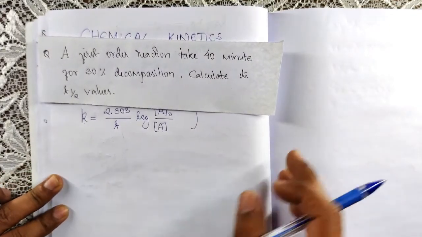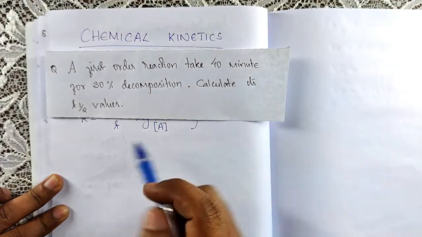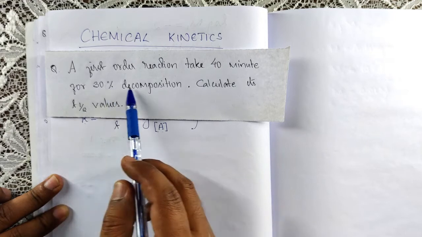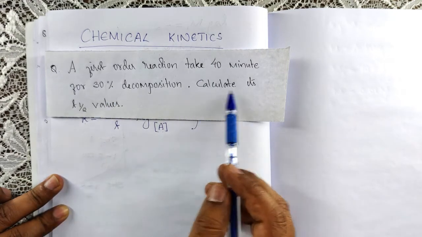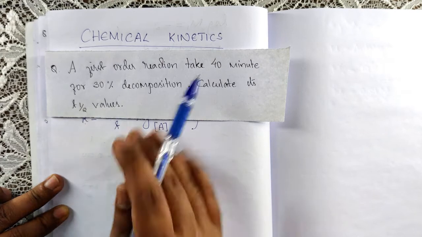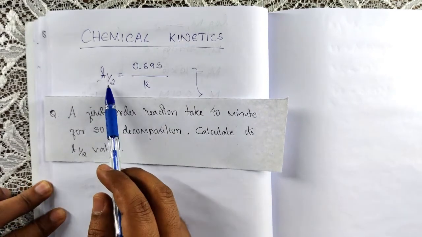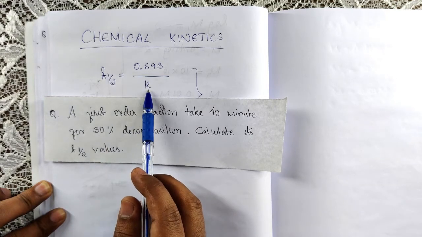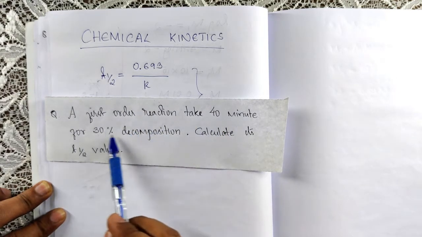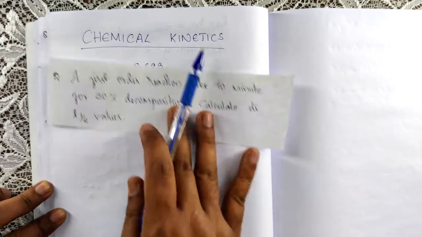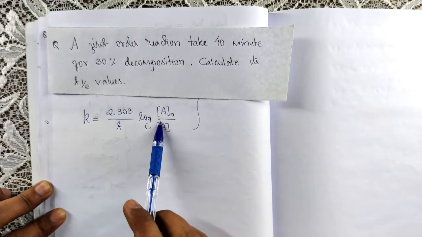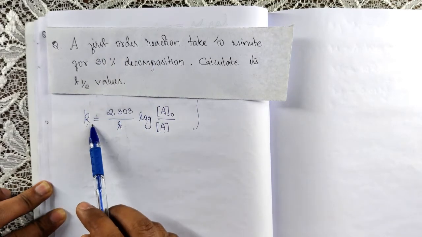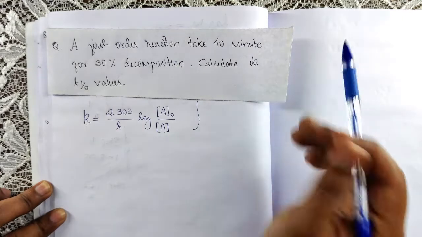So here is our first question. A first order reaction takes 40 minutes for 30% decomposition. Calculate its half-life. In order to calculate half-life, what do you need? T half is the half-life. You need K, the rate constant, but that is not given in this question. So first, using this formula, we shall find K, since this is a first order reaction, and then we shall use that K to find T half.